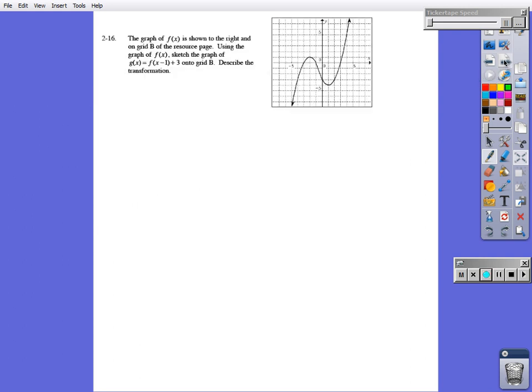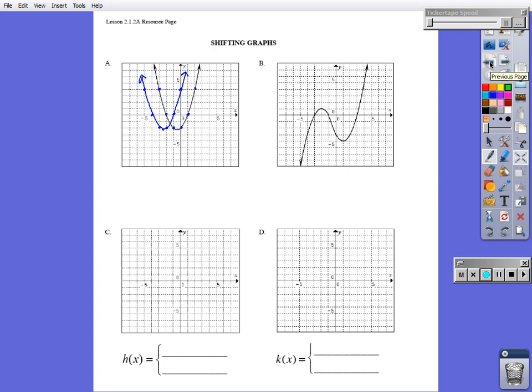Okay, let's see what else we got. The graph of f of x is shown to the right and on grid B of the resource page. Use the graph of f of x to sketch the graph of g of x, which is going to be f moved to the right 1 and moved up 3. Little review here. It's 2 shifts happening at the same time. So I'm going to go back to my original graph and do my 2 shifts. Those shifts were right 1.